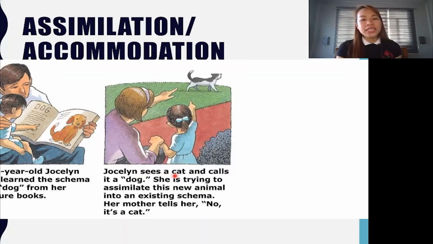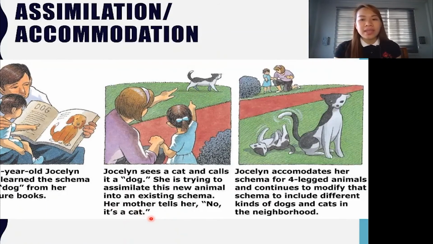Now, when Jocelyn sees a cat and calls it a dog, she is trying to assimilate this new animal into an existing schema. Kasi ang unang alam niya na animal is a dog. So, nung nakita niya yung cat, sabi niya dog. She's not wrong. Kasi ang una niya ngang naiisip kapag animal is a dog. So, her mother will tell her that it is a cat. So, she will accommodate that. Okay, now, Jocelyn accommodates her schema for 4-legged animals and continues to modify that schema to include different kinds of dogs and cats in the neighborhood.